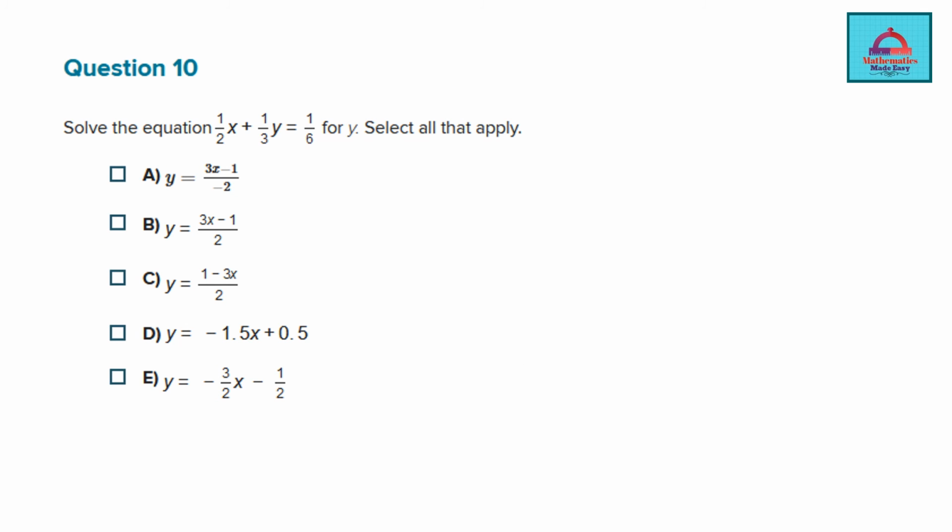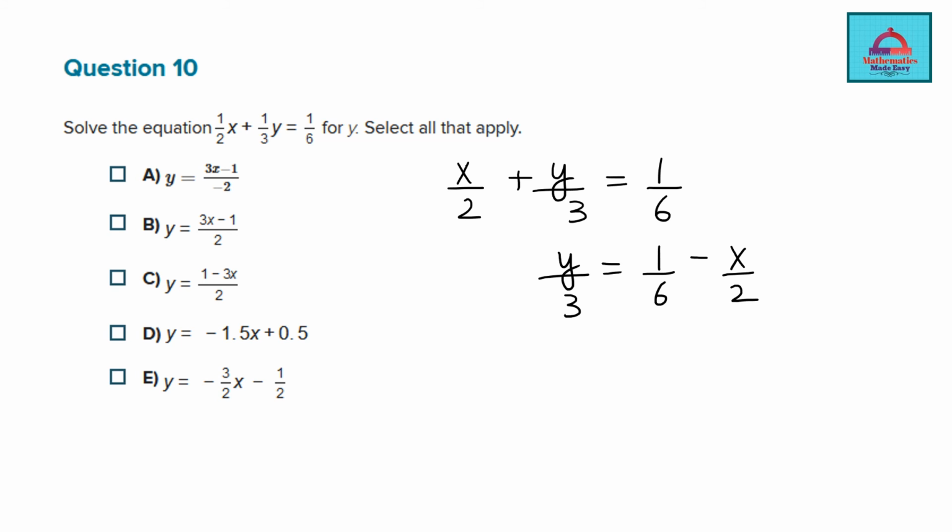Let's do the last question for today, which is this question. You have to solve this equation for y. Select all that apply. So there can be more than one answer. So let's write the equation. The equation is x divided by 2 plus y divided by 3 is equal to 1 by 6. So we need to find the value of y. So y divided by 3 is equal to 1 by 6 minus x divided by 2.